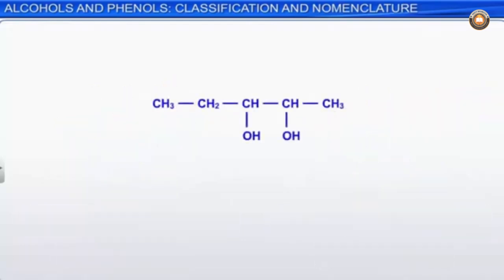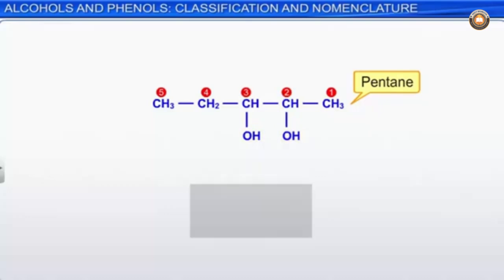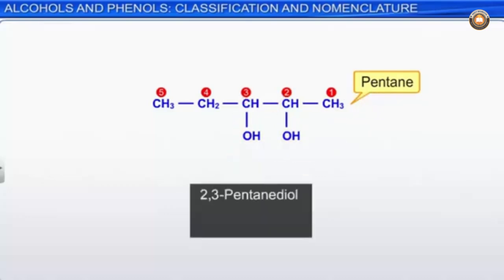For the example shown here, the longest continuous chain has 5 carbons. We have to start numbering carbons at the right, closest to the hydroxyl groups. Notice that the hydroxyl groups are attached to carbons 2 and 3. So, this molecule is named 2,3-pentane-diol. Alternatively, you may see it written as pentane-2,3-diol.